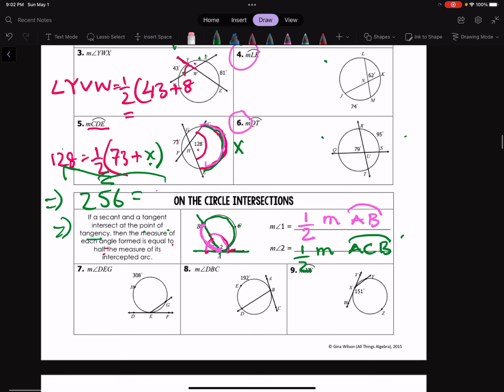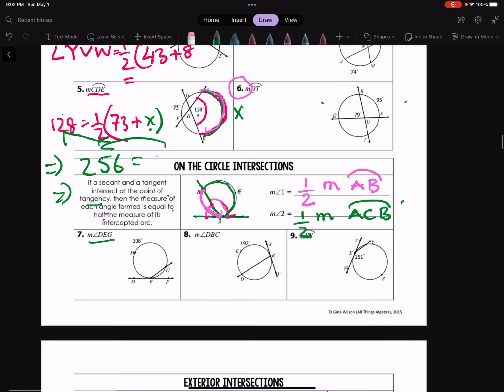So let's have some practice. They want DEG here. So this is the secant, this is the chord. DEG is this angle. We know according to the rule, the angle will be half of the intercepted arc. So for this angle, the intercepted arc is this, right? So that should be half of 308. Once you divide it, you get 154 degrees.